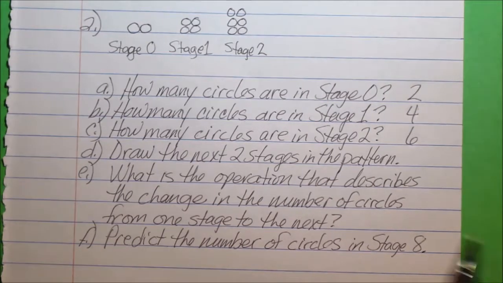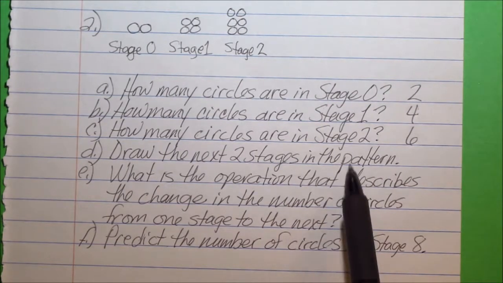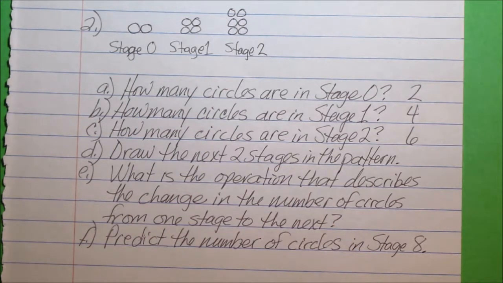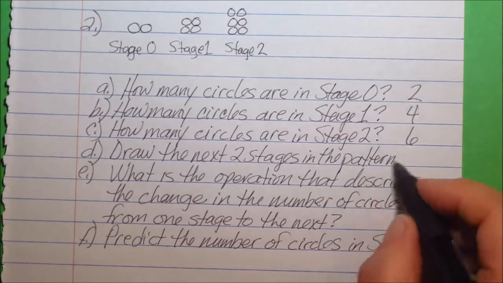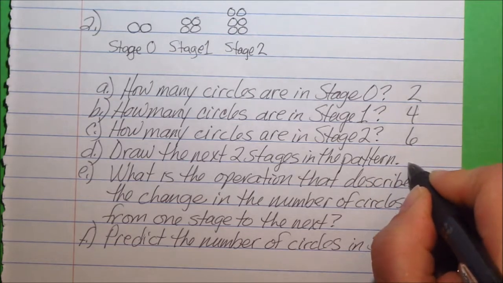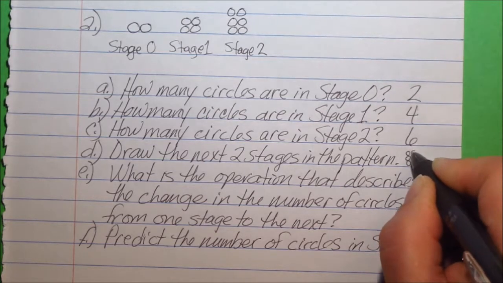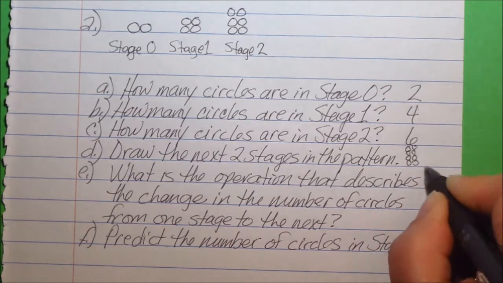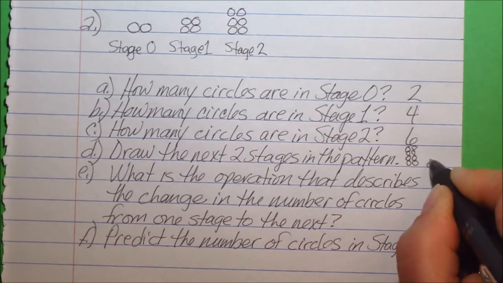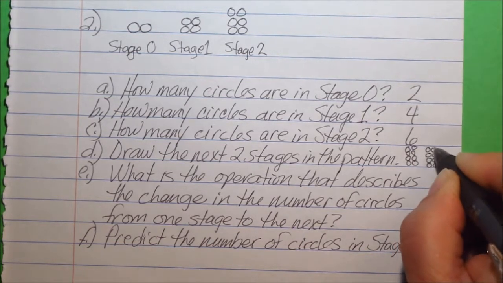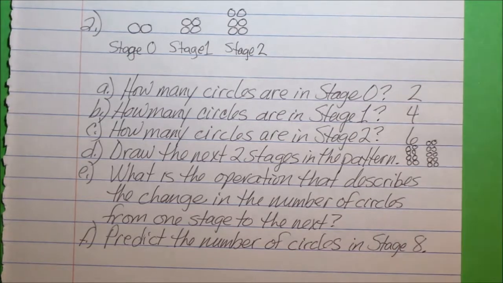All right, so draw the next 2 stages in the pattern. What are they doing each time? Looks like they're adding another pair of circles each time. So the next 2 stages, I'm going to have 1, 2, 3, 4, and 1, 2, 3, 4, 5. There's my next 2 stages.